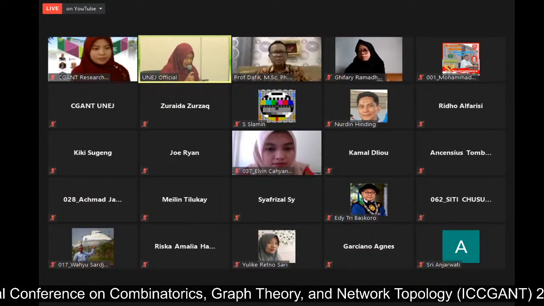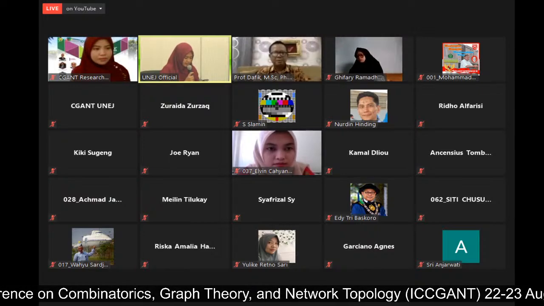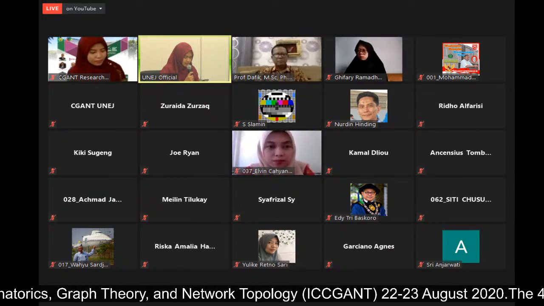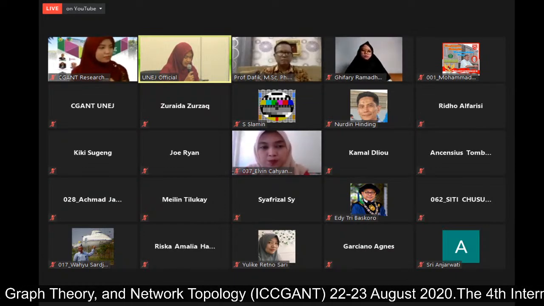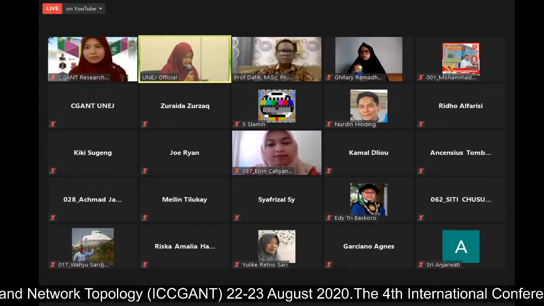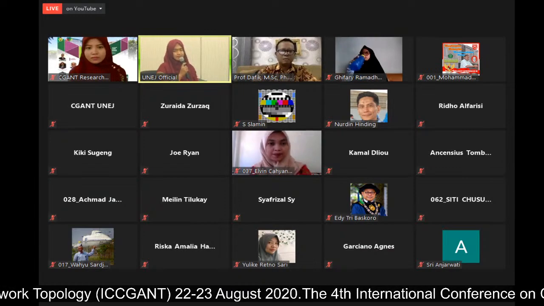The rainbow anti-magic connection number of G, denoted by rac(G), is the smallest number of colors taken over all rainbow colorings induced by rainbow anti-magic labelings of G.